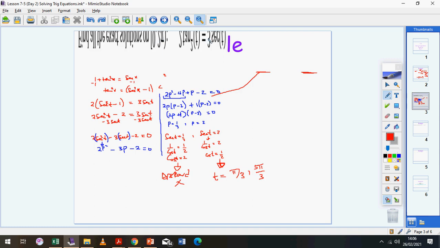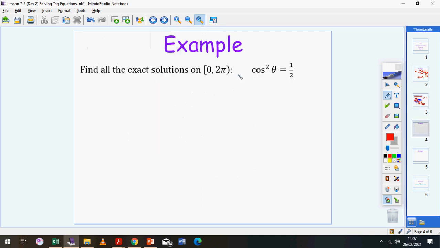Next, I want to find the exact solutions on this interval for this function. If cos squared of theta is a half, then when I take the square root on both sides, I'll have cos theta alone is plus or minus the square root of a half. And if I simplify this, this is the same thing as plus or minus root 2 over 2, right? So that means that cos theta is either equal to positive root 2 over 2, positive root 2 over 2.